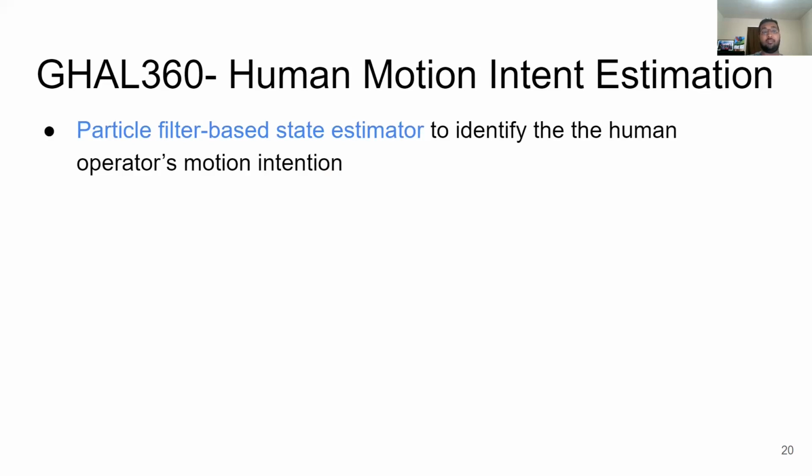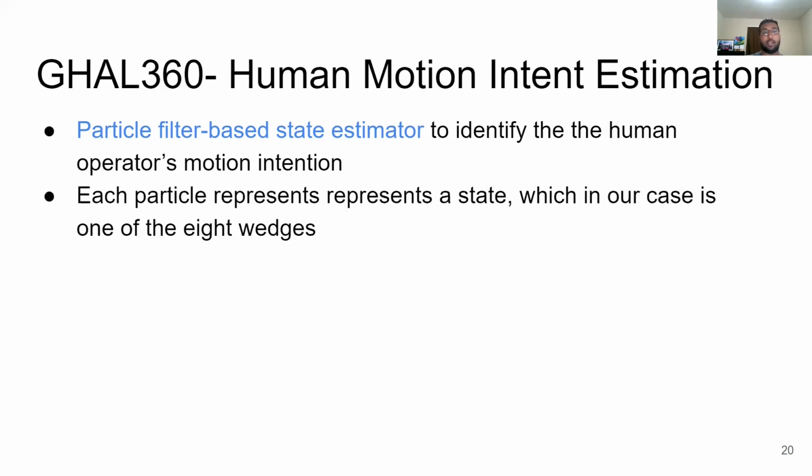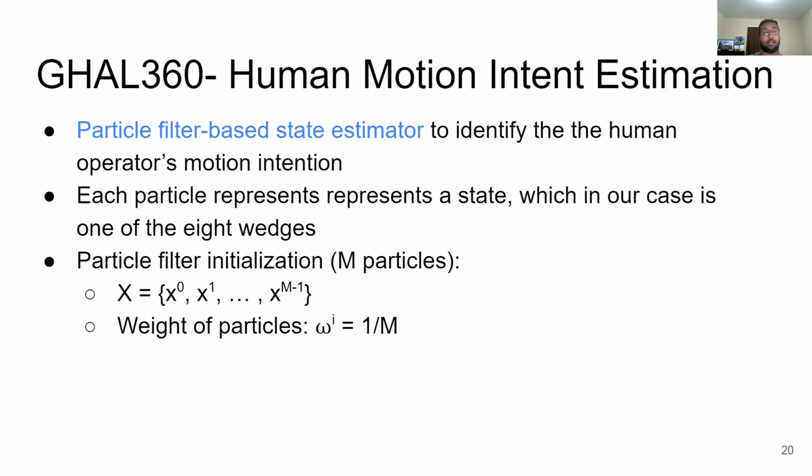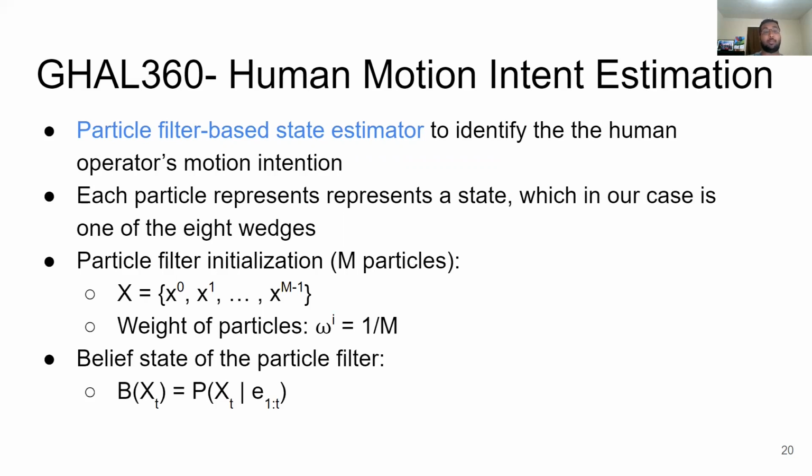We used a particle filter-based state estimator to identify the human operator's motion intention. Each particle in the particle filter represents a state, which in our case is one of the 8 wedges. We initialize the particle filter with m particles, and the weight of each particle is 1 by m. The following equation shows the belief state of the particle filter.